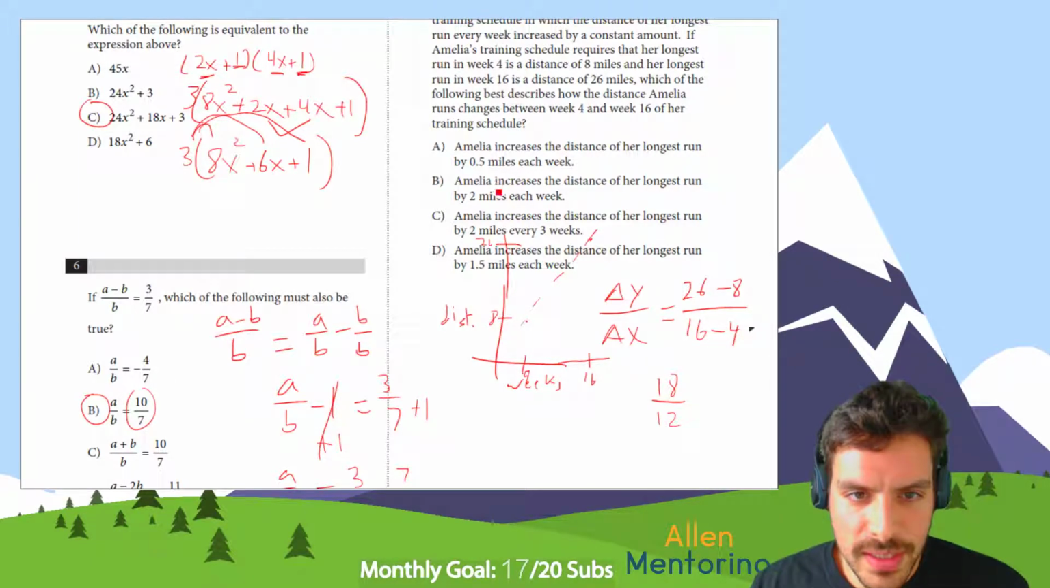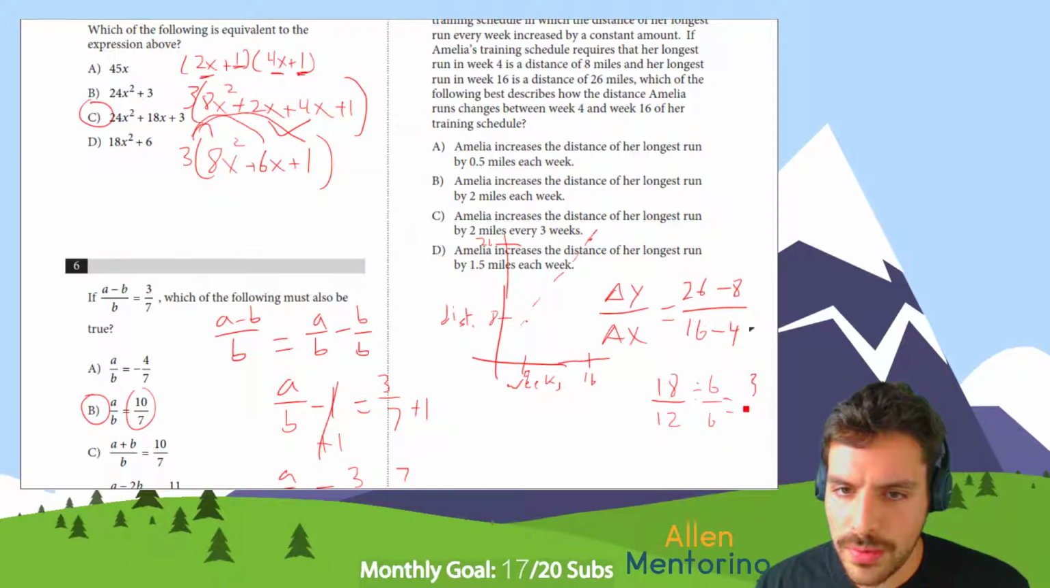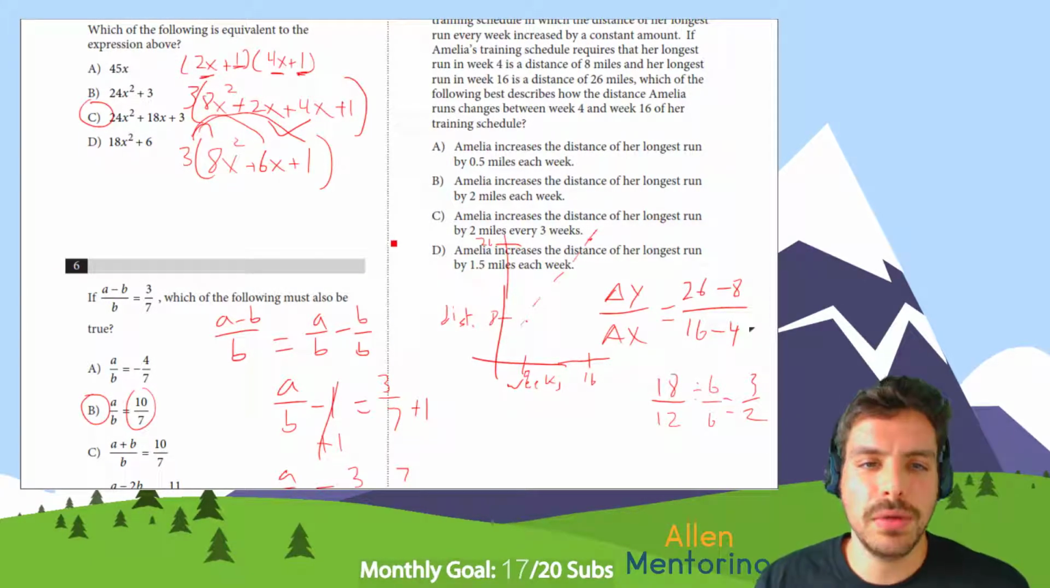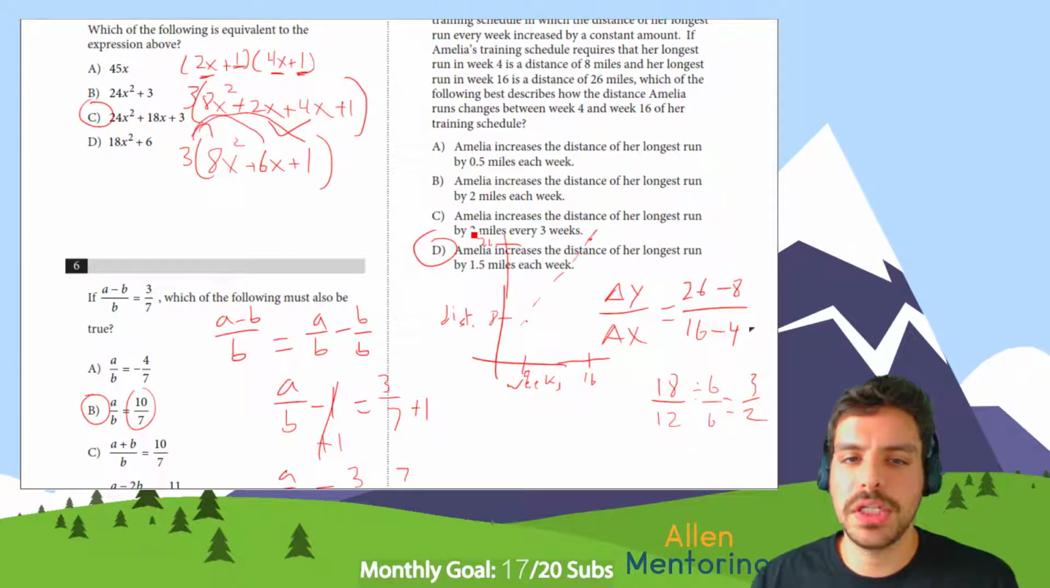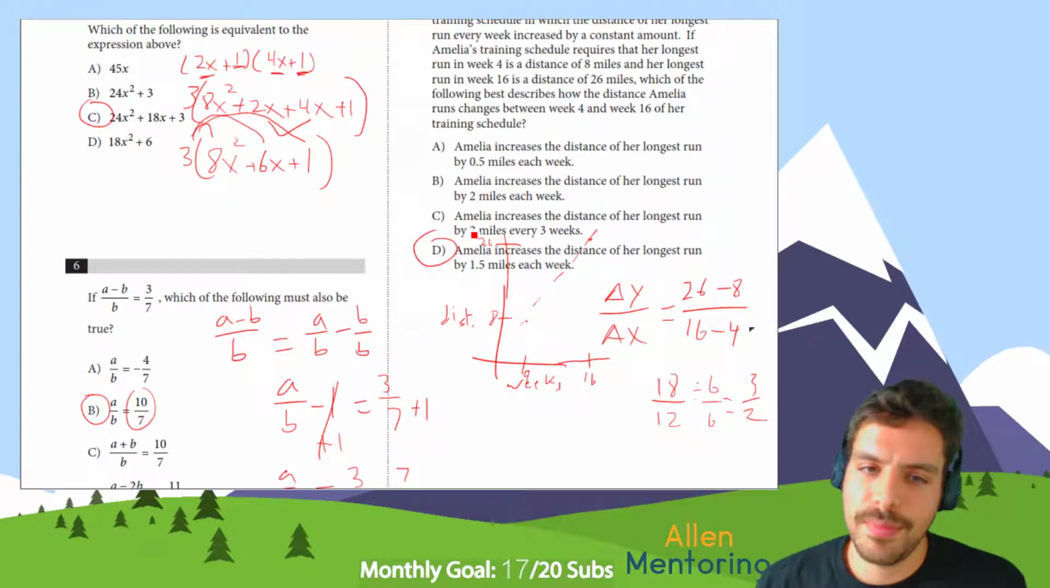So which one of these is equal to 18/12? Let's maybe simplify this. I can divide both of these by 6 over 6, and that gets me 3/2. And I know 3/2 is equal to 1.5. Okay, so each week she increases by 1.5 miles.